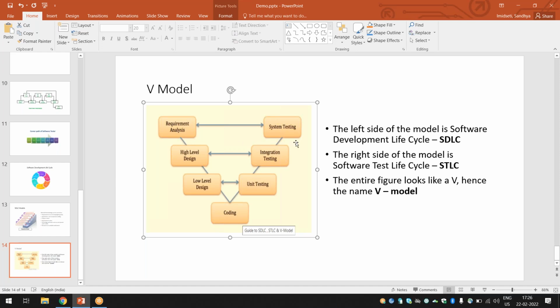This V model is best suited for small projects only, where the requirements are not clear. In this model, every development activity will be followed by a test to find defects as soon as possible. That is, both verification and validation are applicable for this V model. As the flow of activities looks like a V, this model is titled the V model.